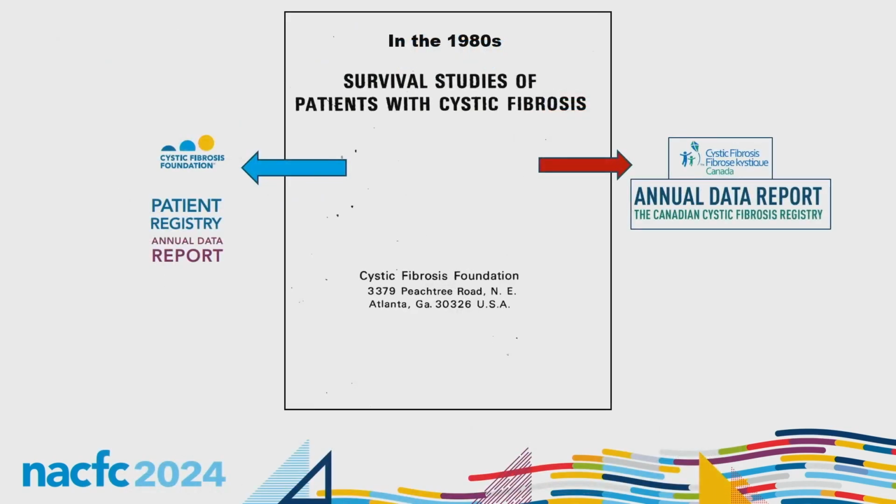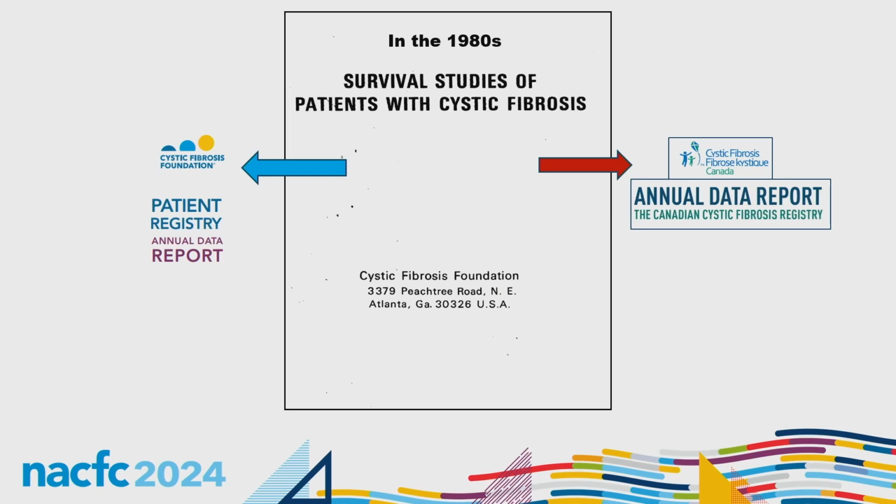And it wasn't until the early 1980s that there was a very amicable divorce. So these two registries separated out. The Canadian Cystic Fibrosis Foundation at the time took back the Canadian data and brought it back to Canada, and the US kept their data and continued on with the registry, and the rest is history. We have reports separately every year we put together.